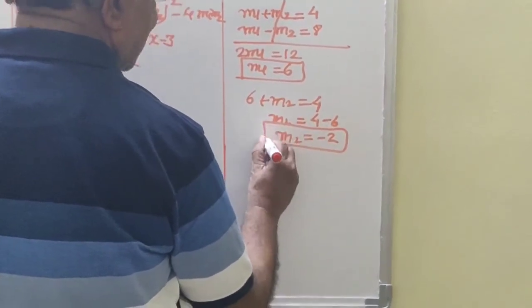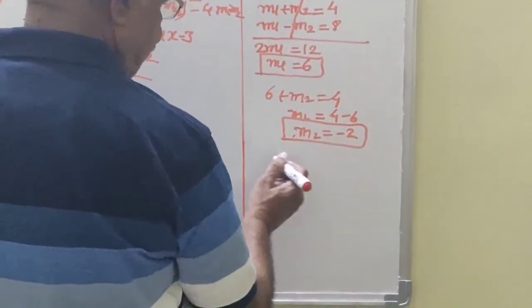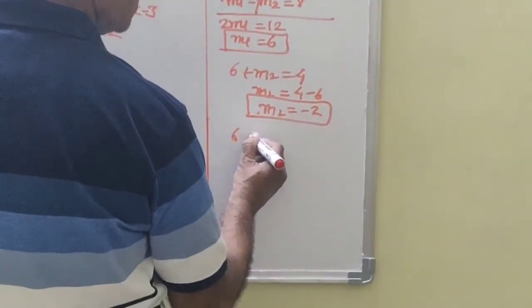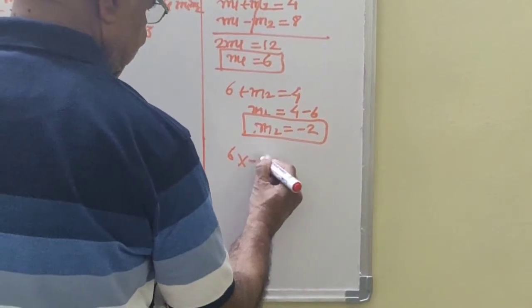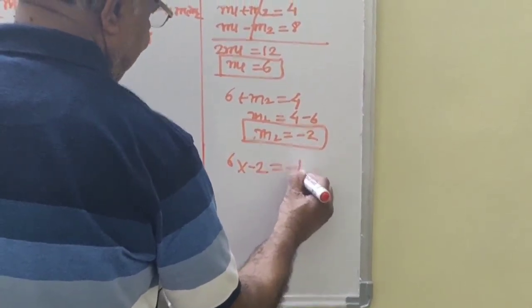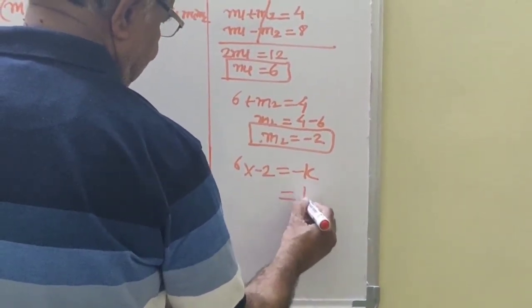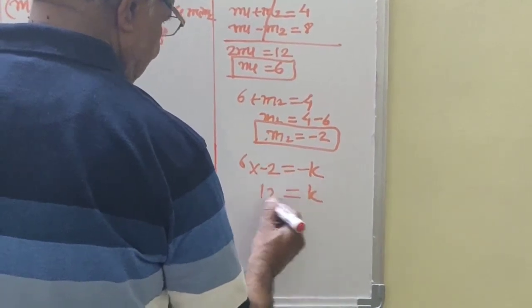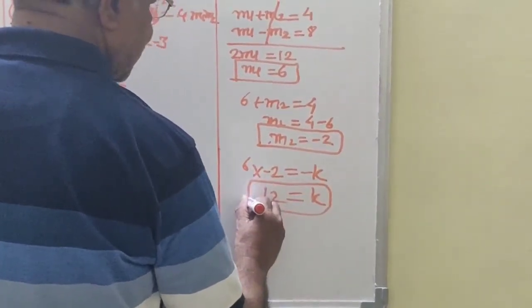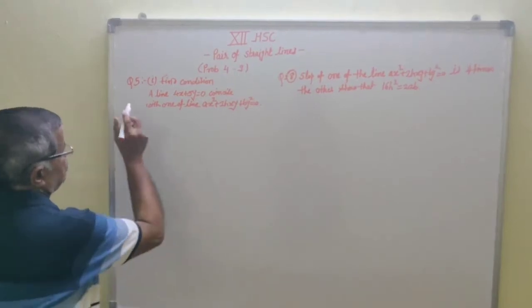Now this value can be substituted here. So what will come here? 6 into minus 2 is equal to minus k. Now my value will come to be k is equal to 12. This is the required answer for the given problem. We are going to solve question number 5.